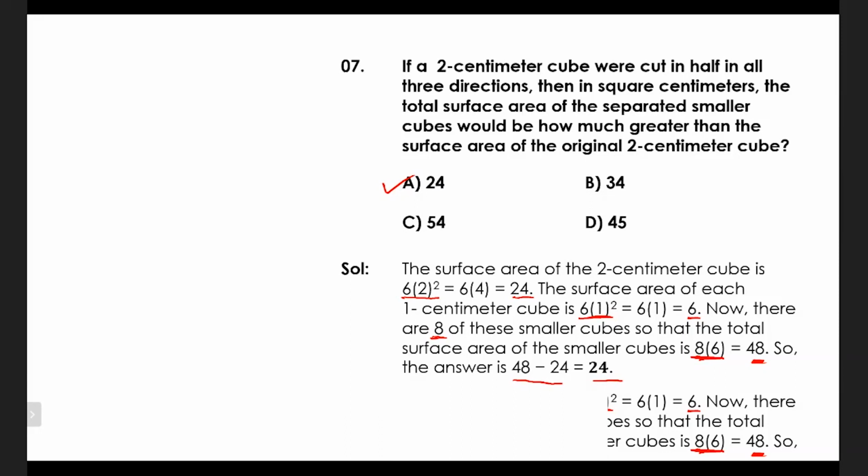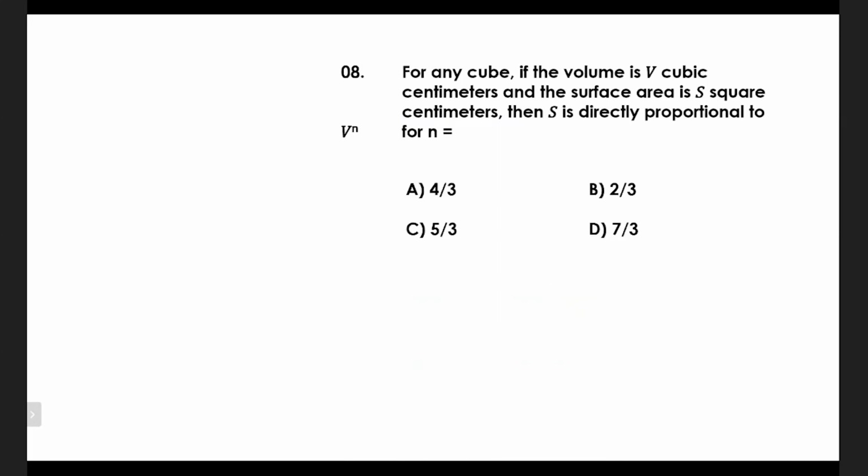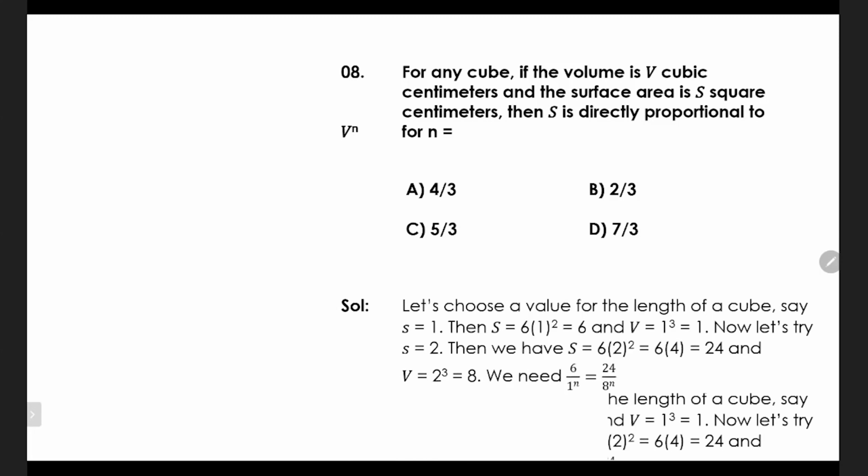Okay, let us go to the next question. For any cube, if the volume is V cubic centimeters and the surface area is S square centimeters, then S is directly proportional to V to the power n. So now look at this. See, volume is side cube. Surface area is side square. So we'll use A cube instead of S, and A square.